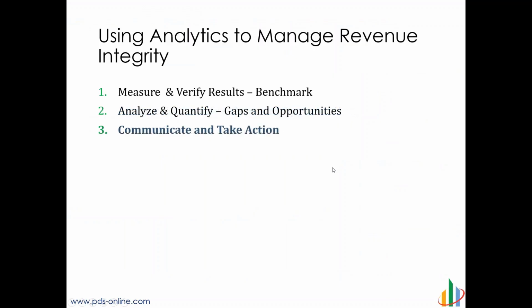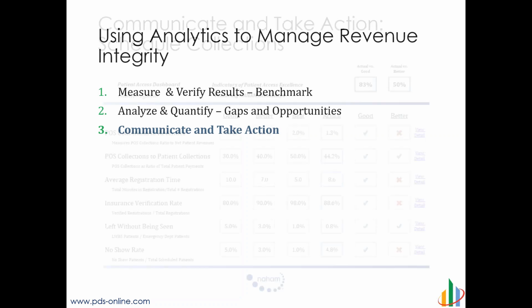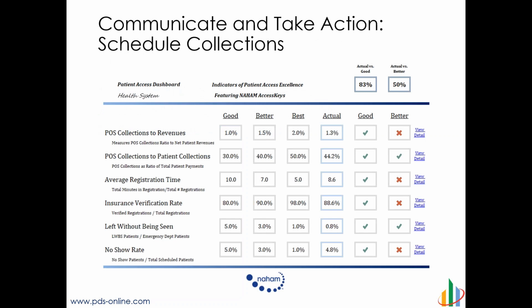Okay, so let's talk a little bit about communicating and taking action. Let's go to a dashboard that I think illustrates some of the communication goals here. This is a dashboard that is laid out specifically with some benchmarks around NAHAM's access keys. The access keys cover everything from collections to registration time, insurance verification rates, and you can see the rest of the metrics there. They give you a good, better, best target for each of these areas. We've reflected that against the actual for this organization.